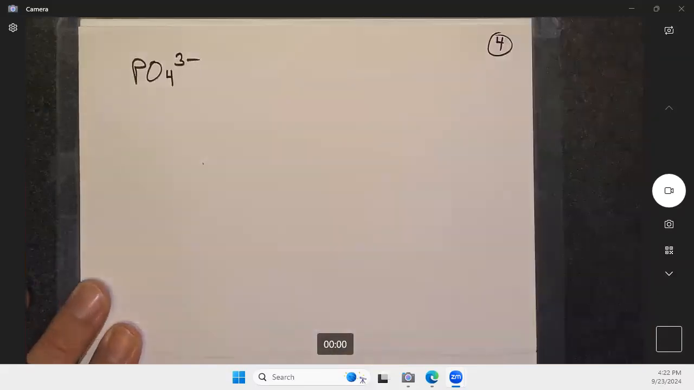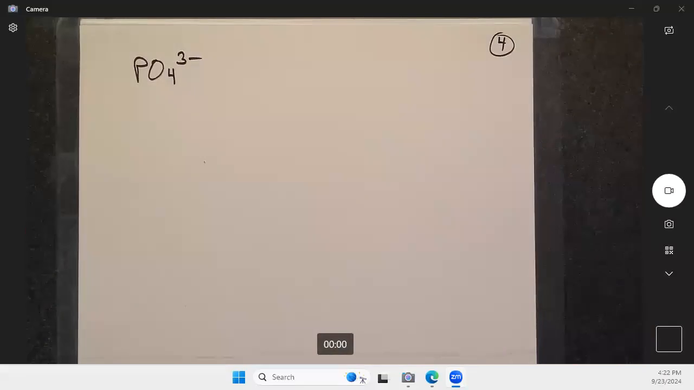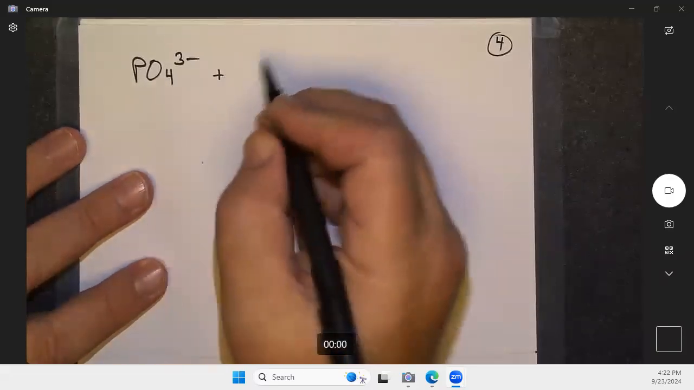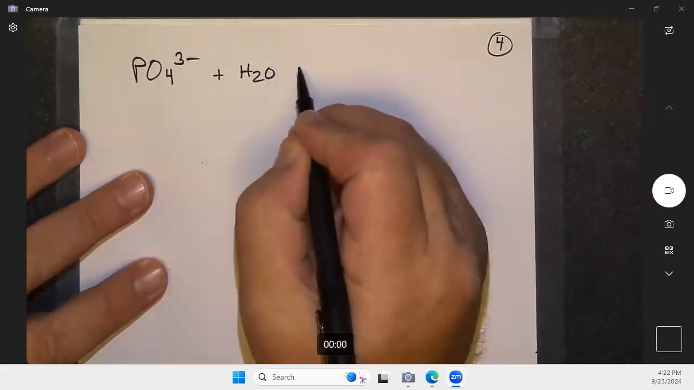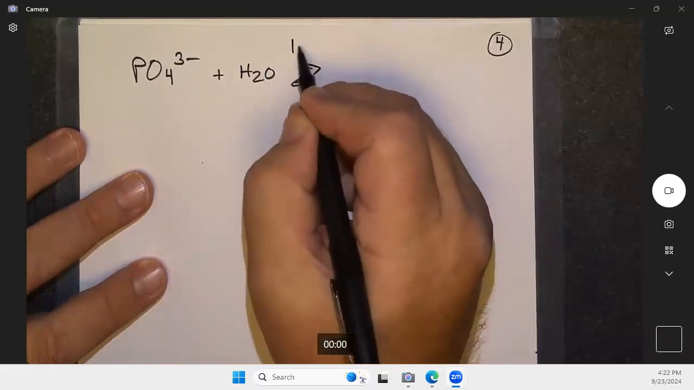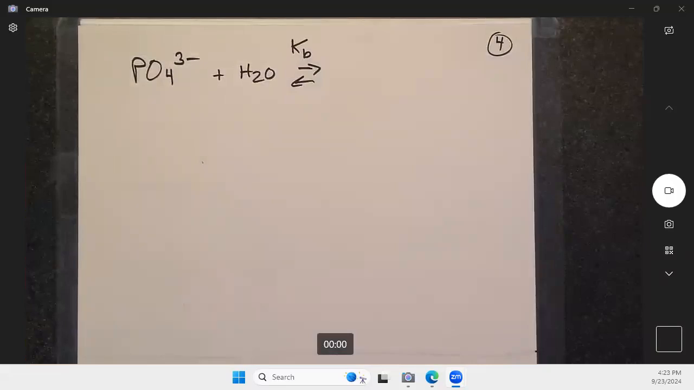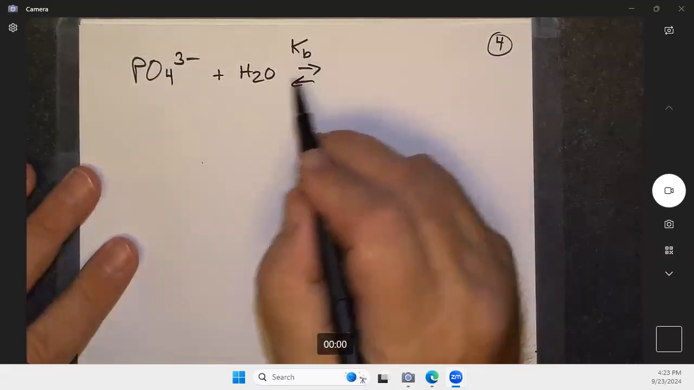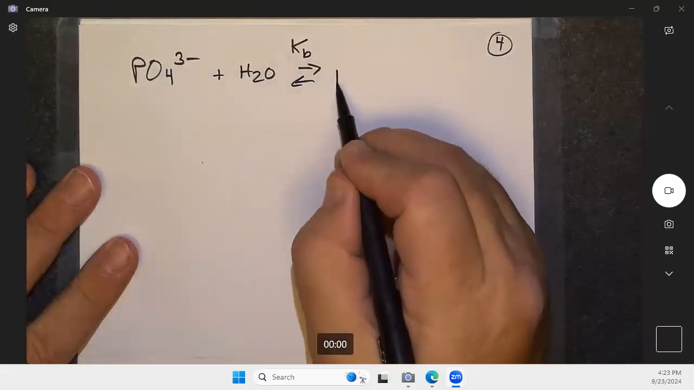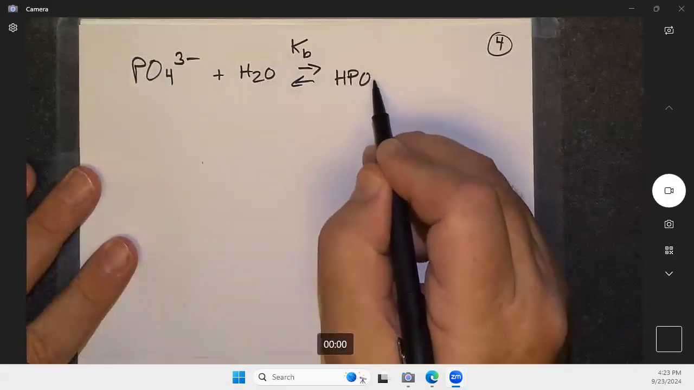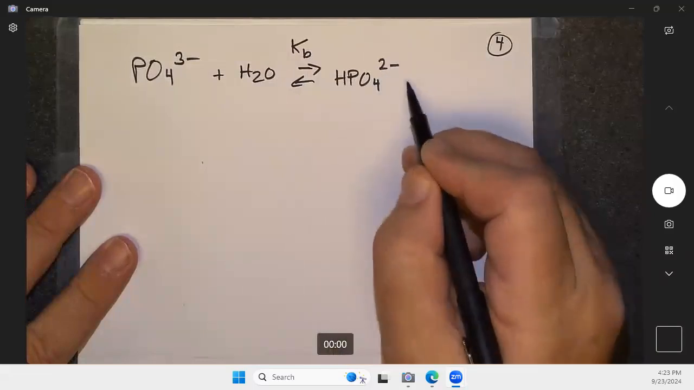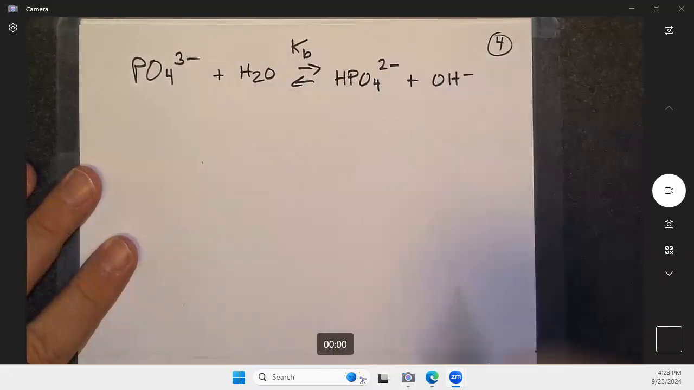So when we write phosphate ion here, this is the conjugate base of hydrogen phosphate dibasic. So it can react with water through its Kb equilibrium. And then the water protonates it, so we get HPO4 2 minus plus OH minus.